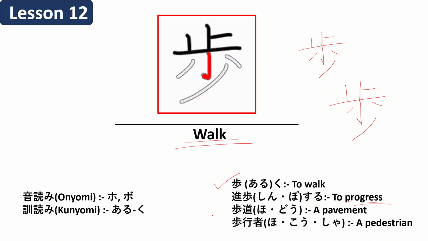Hodo, pavement. Hokosha, pedestrian. This is kanji of iku, used as ko here. Iku is to go.